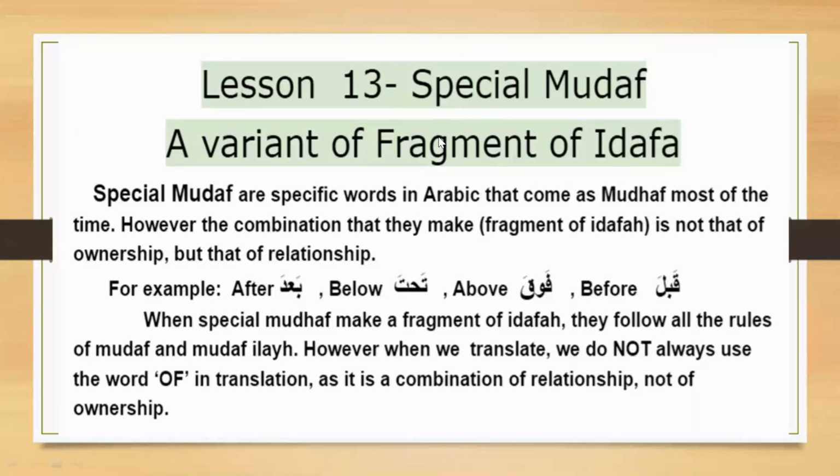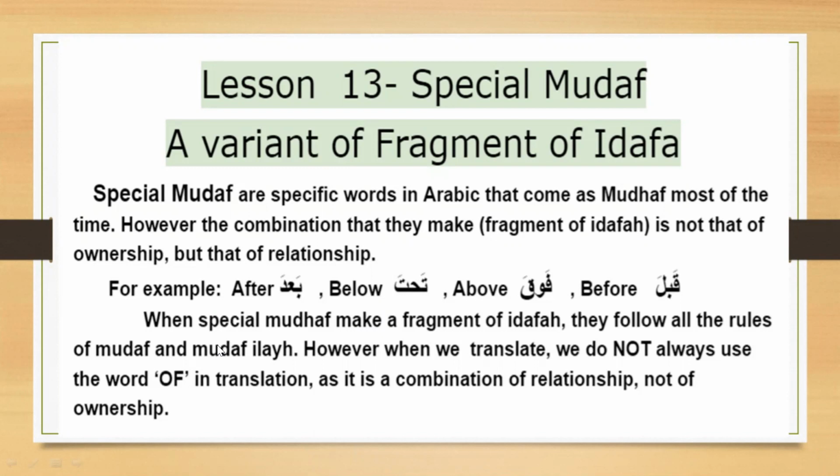So special mudaf, these are specific words in Arabic, and most of the time they come as mudaf. And the combination they make is fragment of idafa, but in translation it is not that of ownership, it's the relationship between the two ism that of relationship with respect to time or with respect to space, kind of related to each other, like qabla, before. So qabla means something happened before. It is related to time. Fawqa, above. Tahta, below. And ba'da, after. So these are some special mudaf.